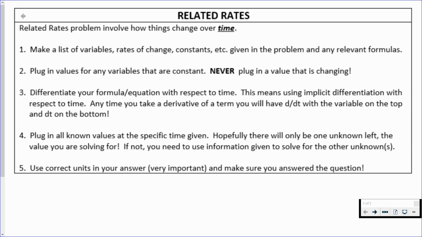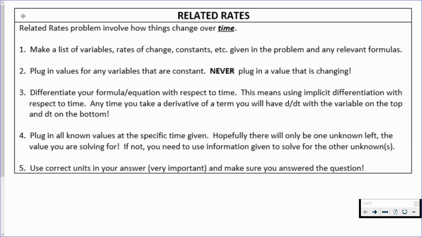So every single variable that you take a derivative of, you will have d whatever over dt. If you're taking the derivative of volume, you'll have dV/dt. If you're taking the derivative of area, you'll have dA/dt. Derivative of a radius, dr/dt. Anything like that, you're going to have the d plus whatever variable it is over dt.